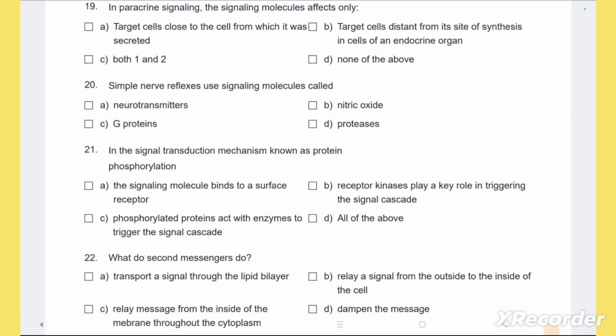Question number 21. In a signal transduction mechanism known as protein phosphorylation, option A, a signal molecule binds to the surface receptor. Option B, a receptor kinase plays a role in triggering the signal cascade. Option C, phosphorylated protein acts by enzyme to trigger the signal cascade. Option D, all of above. The answer of question number 21 is D, all of above.